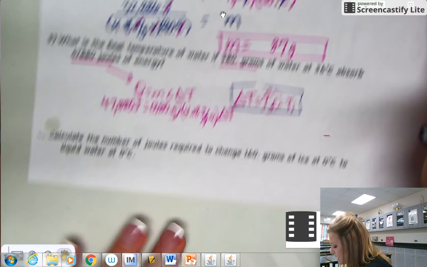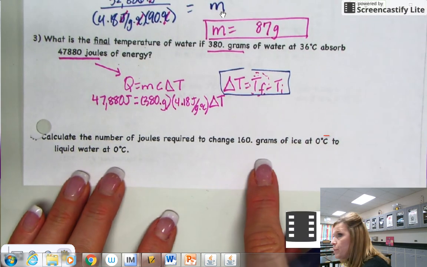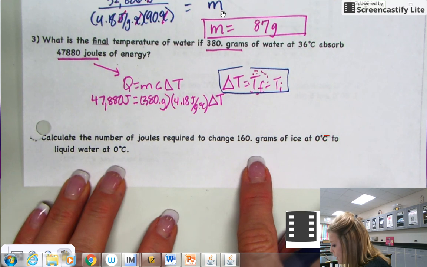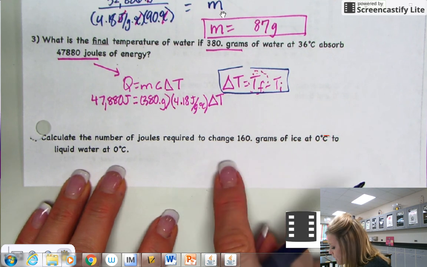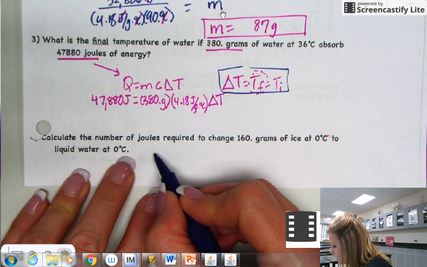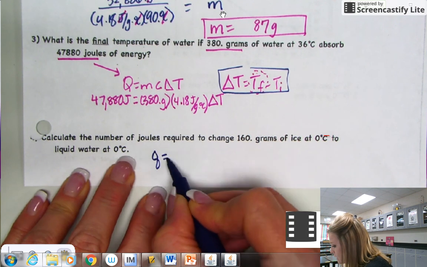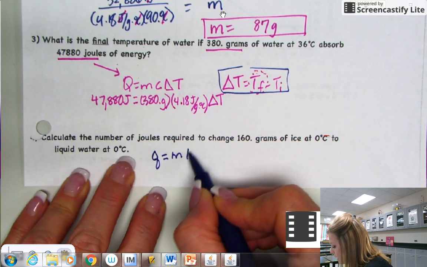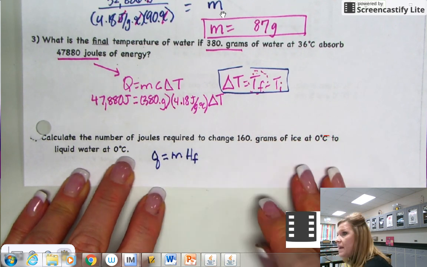On the last example, there is no temperature change. So here they're talking about the freezing and melting. So you're going to use the formula here. Q is equal to M times H of F, and I'll leave that at that.